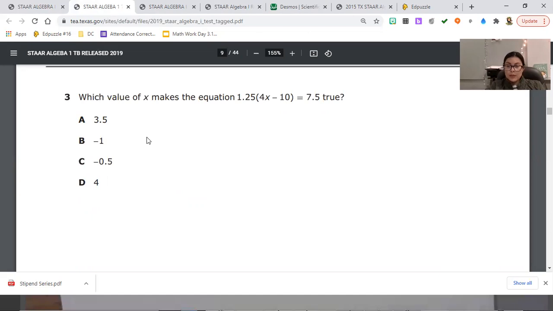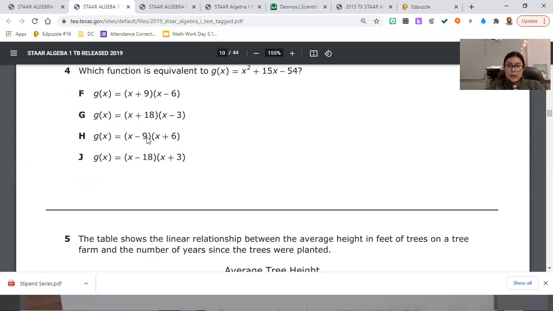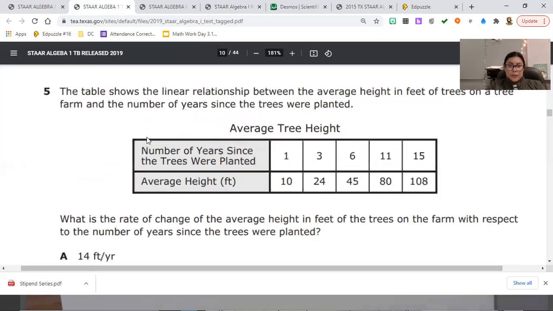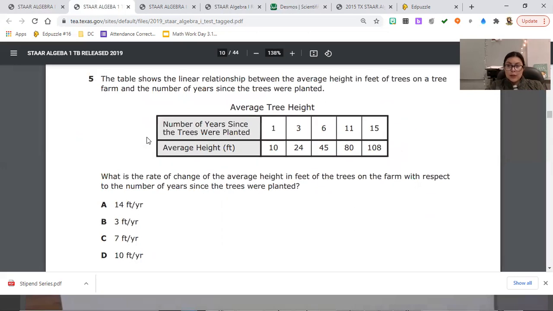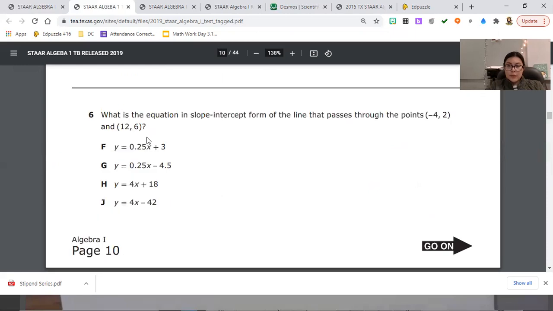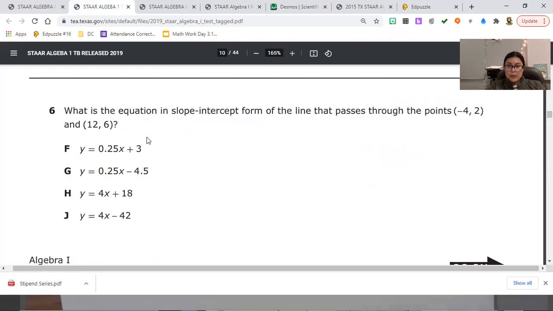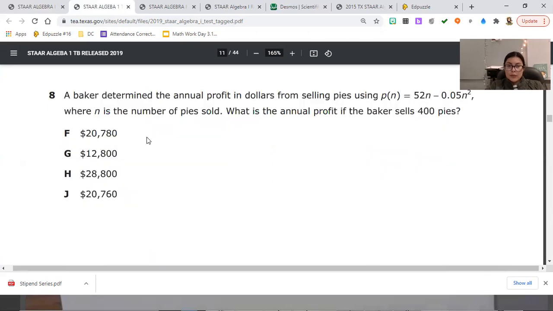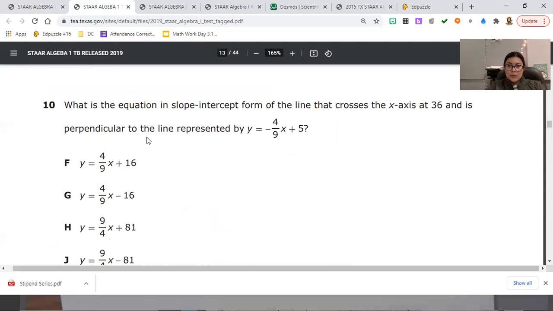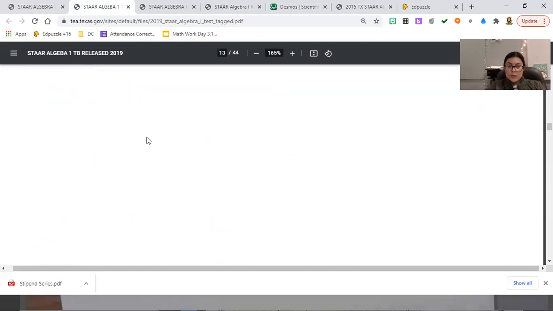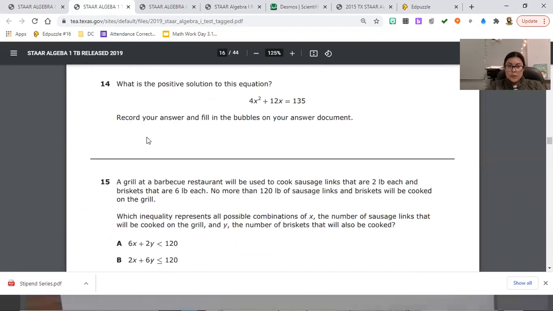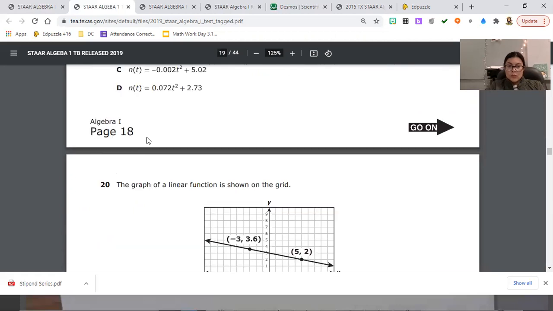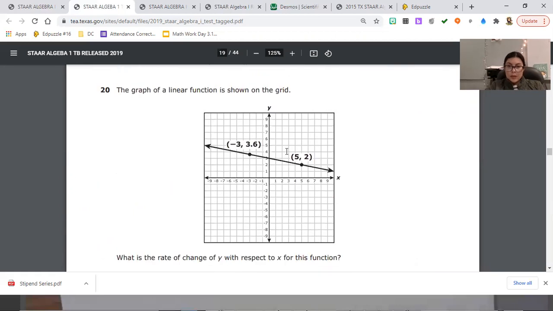What is the answer for number 3? I'm going to zoom in so you can see the table. Stop the video. What is your answer for number 5? Stop the video. What is the answer for number 6? Stop the video. Let me zoom in.